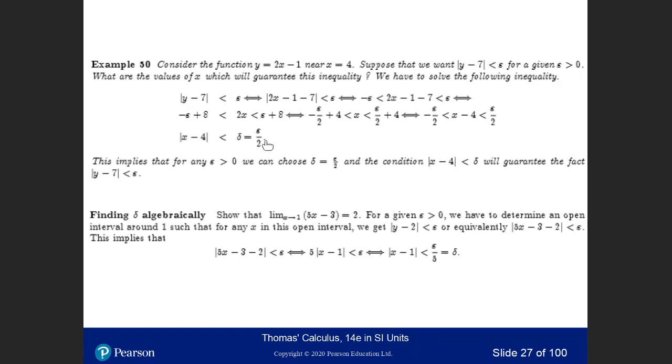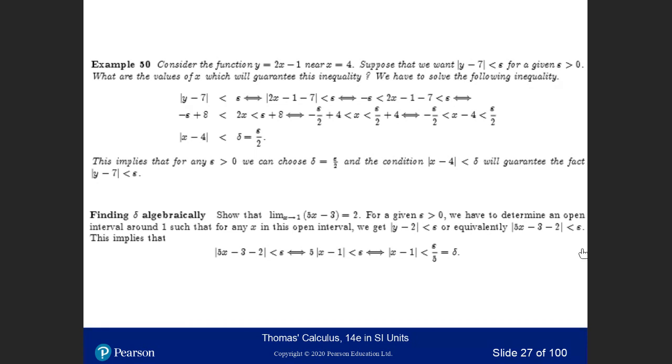So I can do this for any epsilon you give me. So that's a proof that the limit of y equals 2x minus 1 as x approaches 4 is 7. Okay, so that's finding delta algebraically.